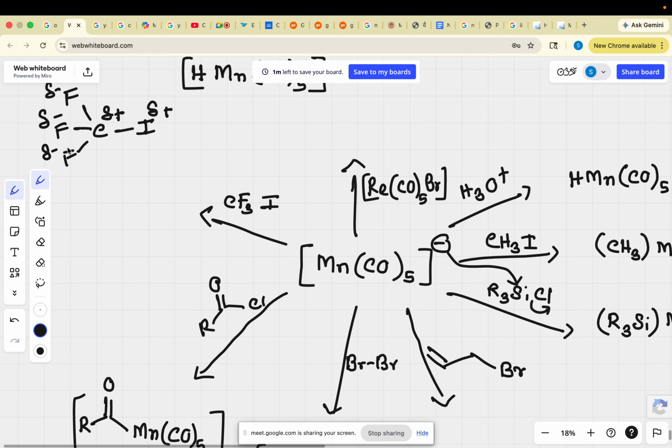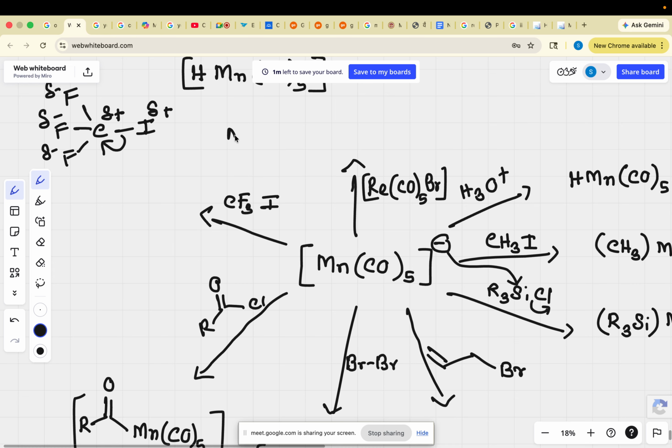So what happens here, due to the high electronegativity of fluorines, the bond actually breaks like this. The bond does not break like this. Generally, if you do not have fluorine, if you have CH3, then the bond will break like this: iodine will get the negative charge, carbon will get the positive charge. But here, due to the high electronegativity of fluorine, the bond will break like this, so you have a positive charge on iodine.